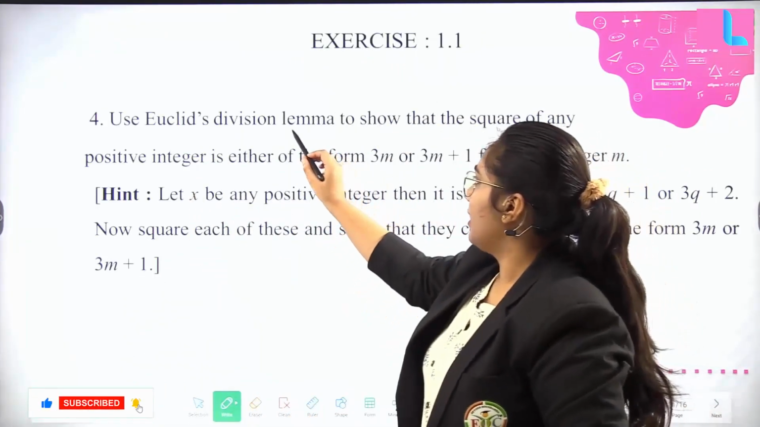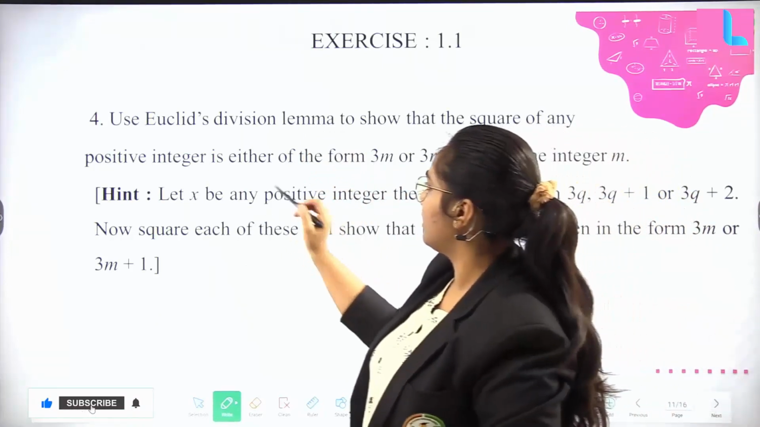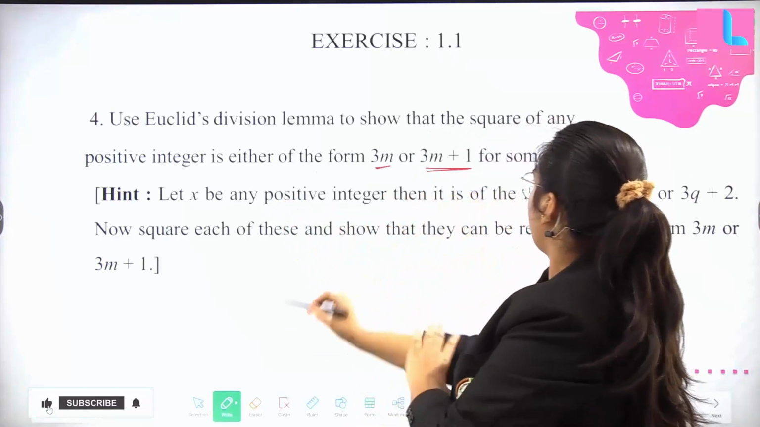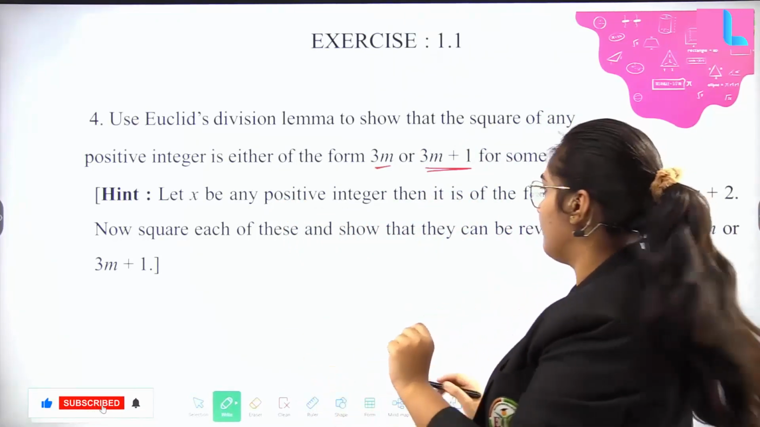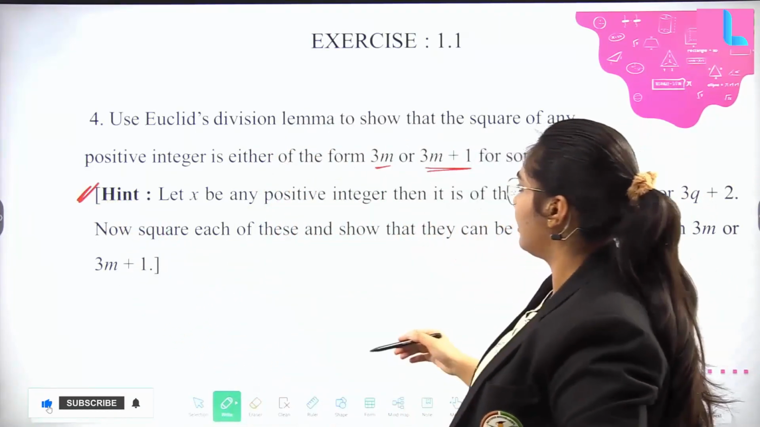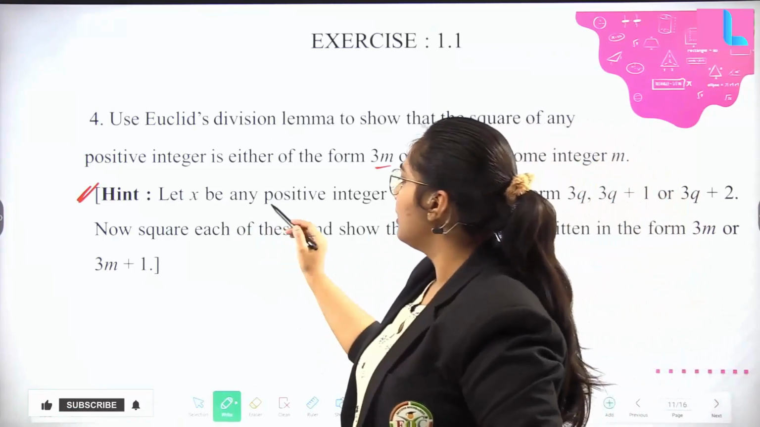Use Euclid's division lemma. Lemma and algorithm both are the same. Show that the square of any positive integer is either of the form 3m or 3m plus 1 for some integer m. Here they've given some hint. Let's skip that hint part because the hint itself is the solution part. Let me read it for you.